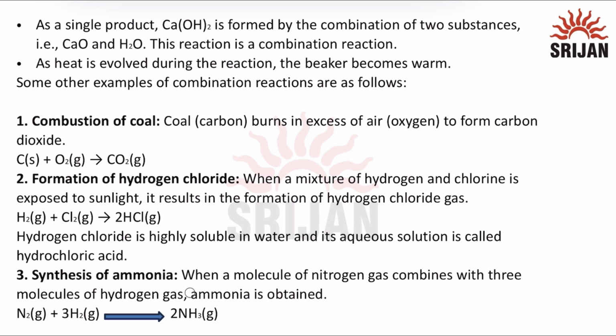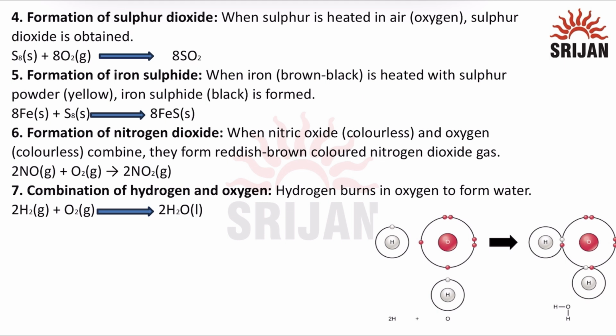Synthesis of ammonia. When one molecule of nitrogen gas combines with three molecules of hydrogen gas, they form 2NH3. Why 2? Because the reaction has to be balanced. Going ahead, another example is formation of sulfur dioxide. This one is simple: sulfur, which exists in molecular form as S8, plus O2 from the air, gives SO2. For balancing, multiply by 8.